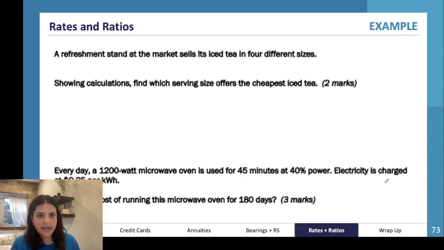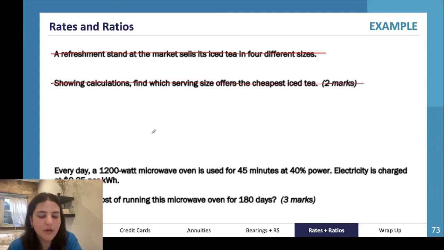A refreshment stand at the market sells its iced tea in 4 different sizes. Showing calculations, find which serving size offers the cheapest iced tea. Oh, hang on. This one is missing information. We can't do it.